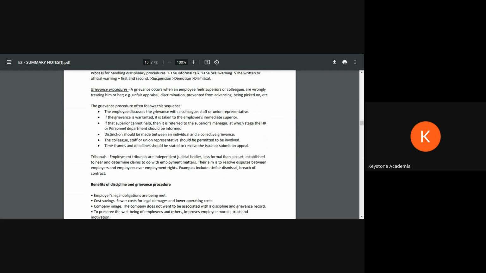They discuss it with others. They discuss with the immediate supervisor. If they also cannot help, they discuss with the manager and then HR. And it should be observed whether it is unjust to them alone or to everybody else. Do you guys agree on that?